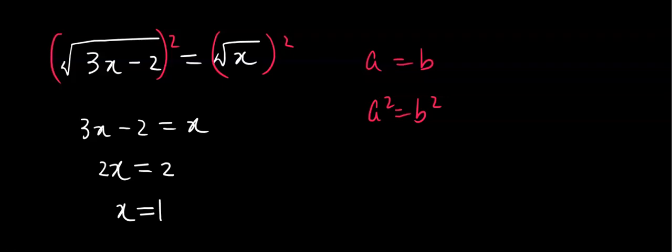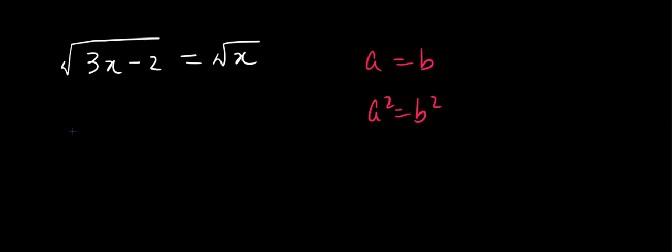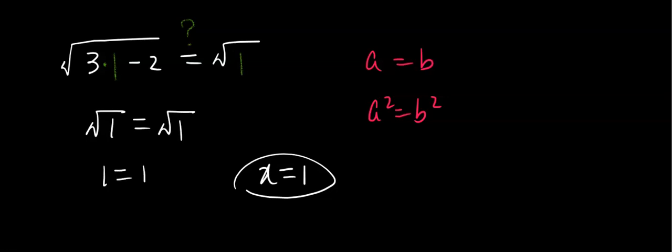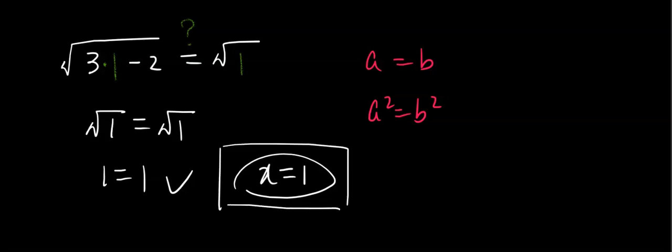Once again, do not forget, check if it's extraneous. Alright, you just solved x is 1. Then you're going to go back to check, is this extraneous? So we're going to substitute, and ask, is it still equal? Is it still a true equation? So 3 times 1 is 3, 3 minus 2 is 1, and the right-hand side is 1. And 1 is 1, that's good. So this is indeed our solution.